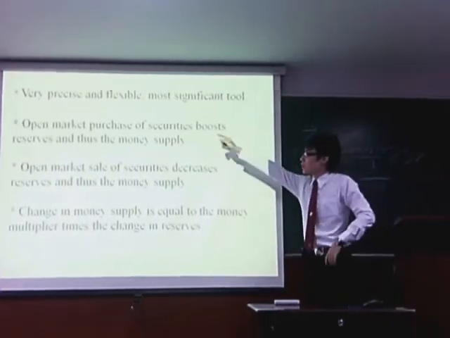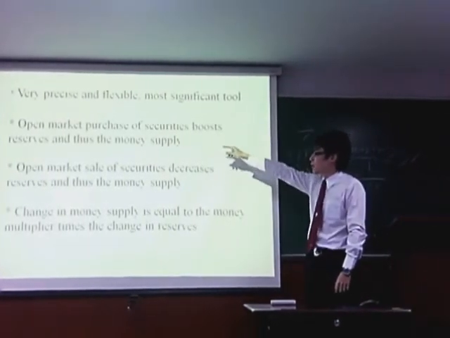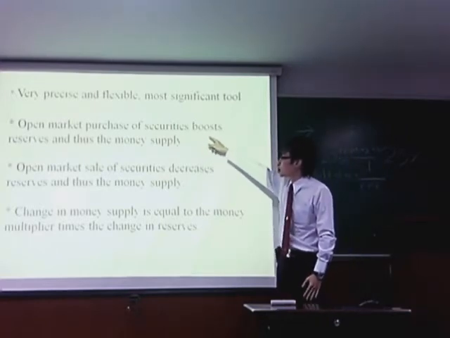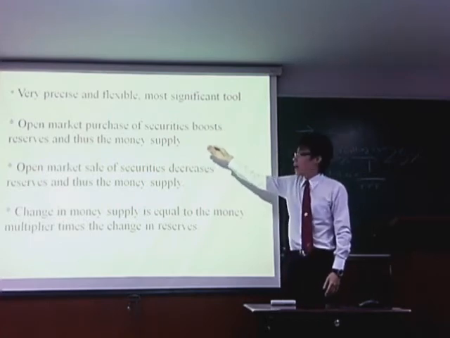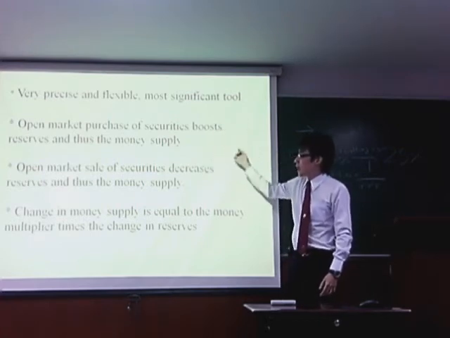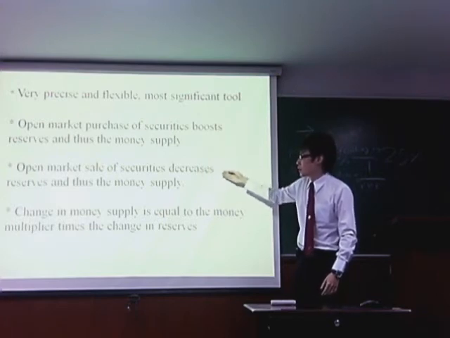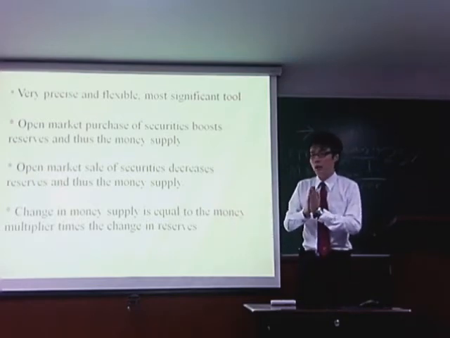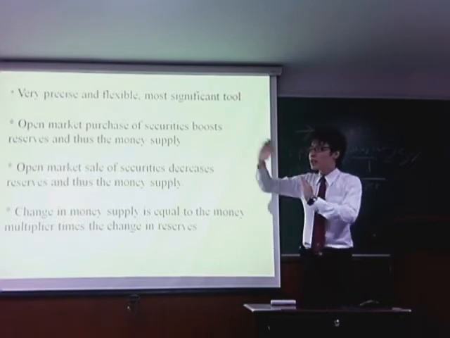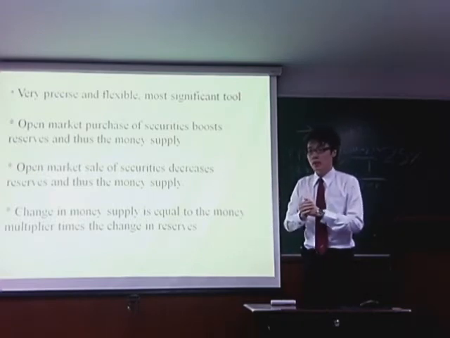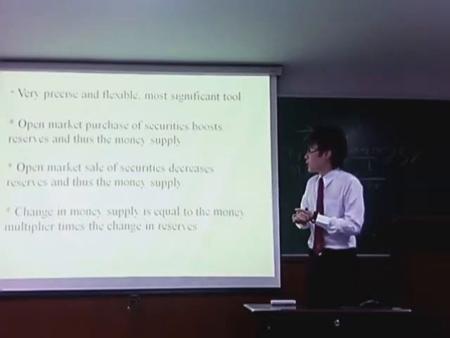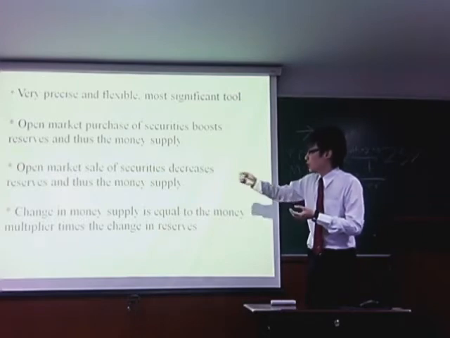There you go. As I've said, very precise and flexible, used most often. Okay, open market purchase of securities boosts reserves and thus the money supply. On the other hand, open market sale of securities decreases reserves and thus the money supply. So think in terms of reserves and how we are going to work this out, because the Fed just looks at it. If it wants to lower the money supply, then it lowers the reserves by the means that are possible. In this case, if it wants to reduce the money supply, then it would sell the securities.